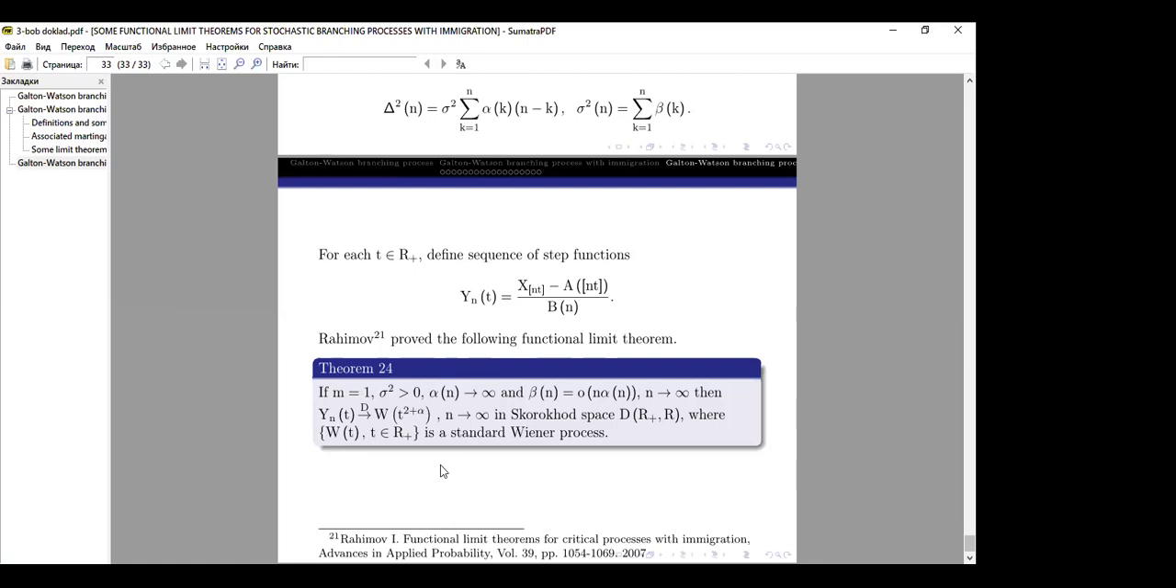Together with my supervisor, we managed to weaken the conditions of Rahimov. This result of Rahimov was generalized for an m-dependent random immigration process, and we managed to weaken this theorem to a mixing condition, with the appropriate sum of mixing coefficients required to be finite. So we have managed to prove this theorem when the immigration process satisfies a mixing condition.